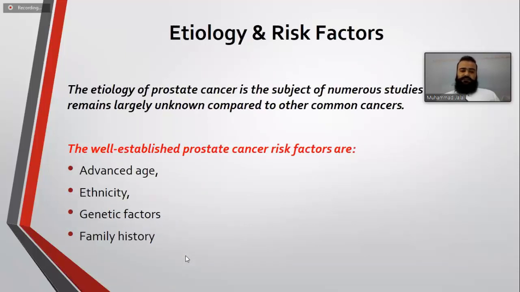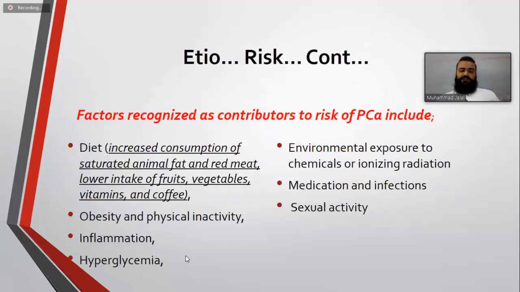Etiology and risk factors. The etiology of prostate cancer is the subject of numerous studies and remains largely unknown compared to other common cancers. The well-established prostate cancer risk factors are advanced age, ethnicity, genetic factors, and family history. Factors recognized as contributors to the risk of prostatic carcinoma include diet, which includes increased consumption of saturated animal fat and red meat, lower intake of fruits, vegetables, vitamins, and coffee, obesity and physical inactivity, inflammation, hyperglycemia, environmental exposure to chemicals or ionizing radiation, medication and infections, and sexual activity.